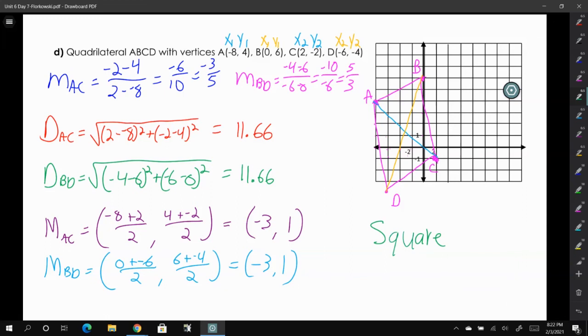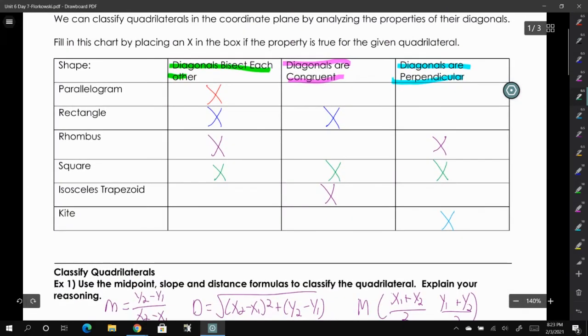So the hard part about this is really going back and forth between that table to figure out what shape you could have. This is more of a tedious thing because you're finding the distance, the slope, and midpoint of all of your diagonals, and then determining what shape it could be based off of that. So the more you practice this, the better you'll get at it. But you really have to be able to go up here and really look at this to determine what shape you have.